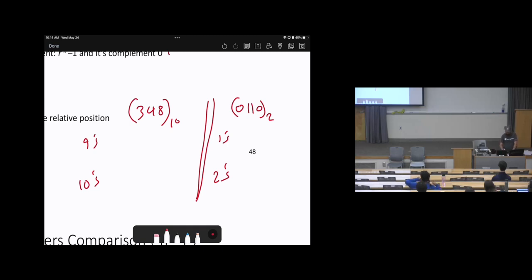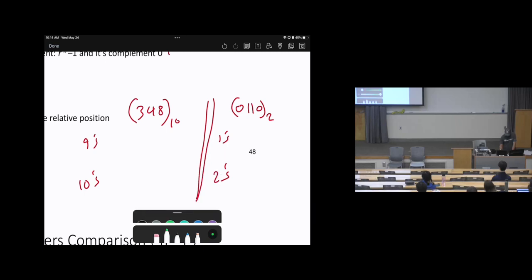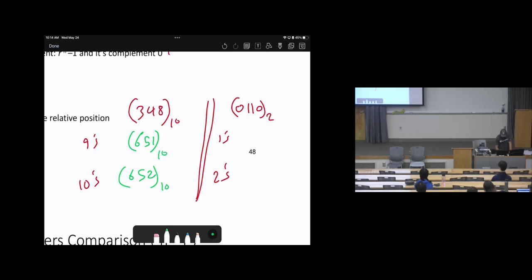Okay. What's the 9's complement? 651. Let's see. 9 minus 8, 1. 9 minus 4, 5. 9 minus 3, 6. 651. How about the 10's complement? Just add 1, 652. How about the 1's complement? 1, 0, 0, 1. Straightforward. How about the 2's complement? Just add 1. This will make it 10, so it will be 1010. You see?